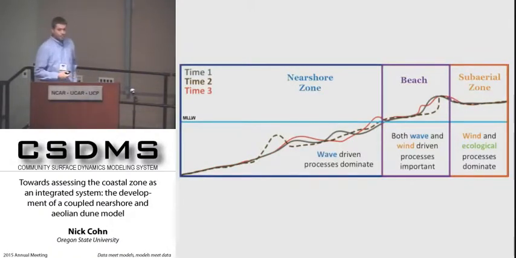And even though these are complicated processes happening here, we can break up the beach into three distinct zones. There's a nearshore zone, which is really where waves dominate and drive sediment transport on the beach. Both waves and winds are particularly important. And in the backshore, you notice that there's really not a lot of geomorphic change, and this is because ecologic processes really dominate in these areas, although winds are also equally important.